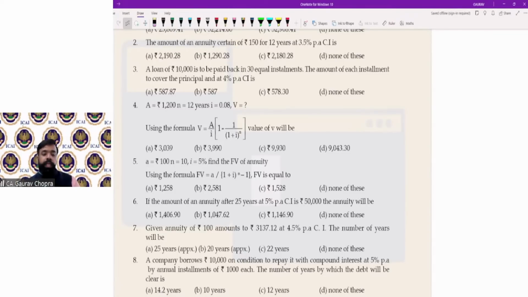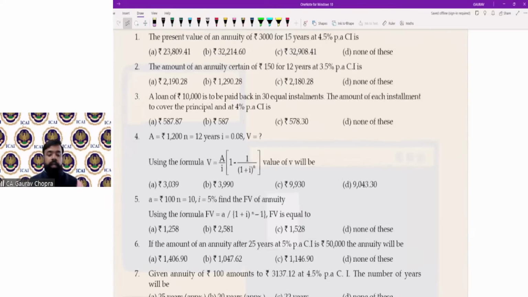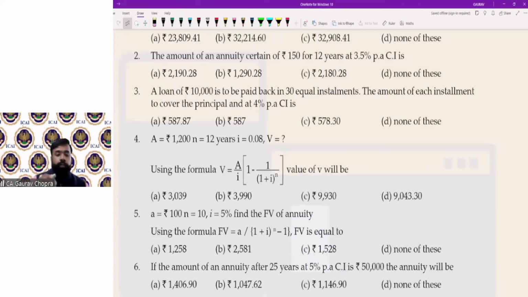A loan of rupees 10,000 is to be paid back in 30 equal installments. Rupees 10,000 is the loan amount, 30 equal installments, and the rate is 4% per annum. Now you have to calculate the amount of each installment. That is, EMI you have to calculate. Installment you have to calculate. So again the same concept, 1 divided by 1.04, press for 30 times.